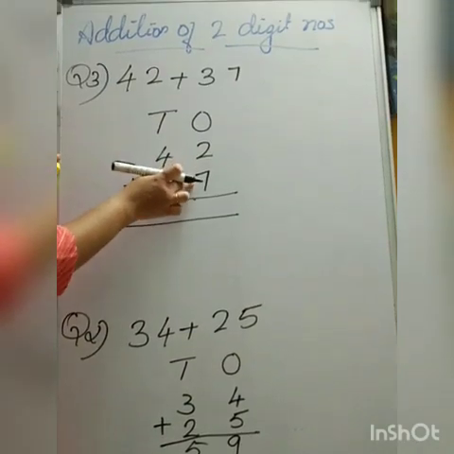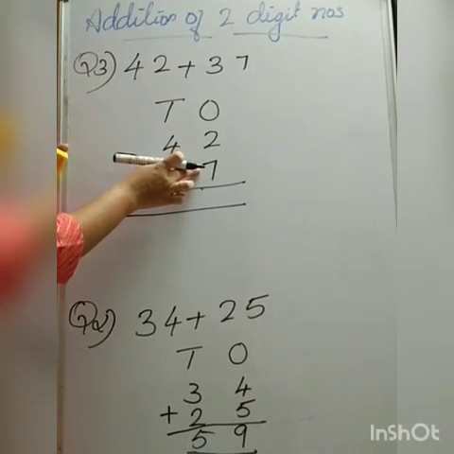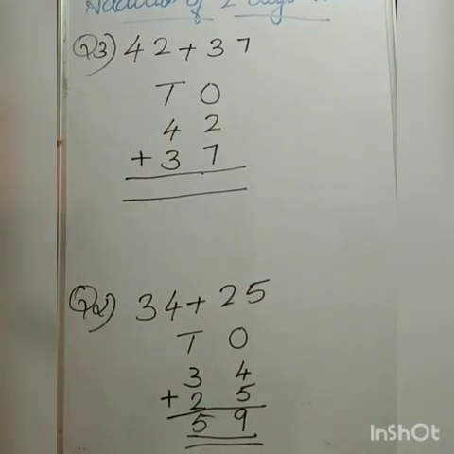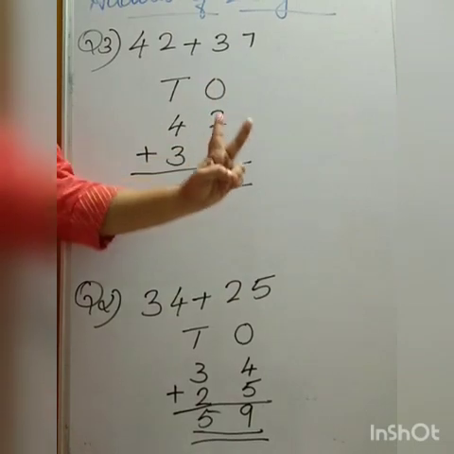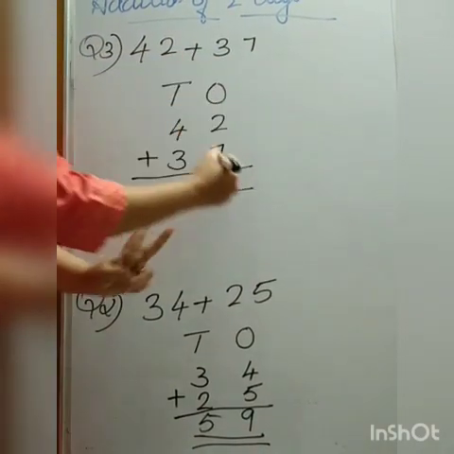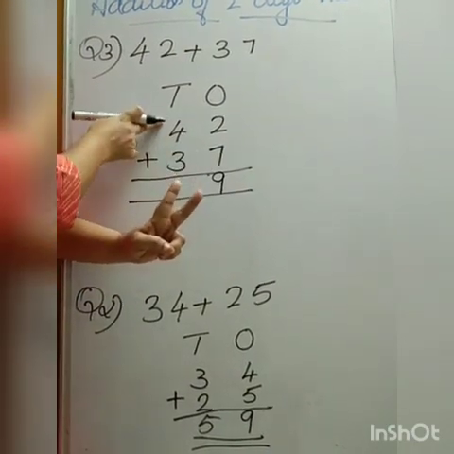First start from the ones place. Which is the biggest number? 7 is the biggest number. So you have to keep 7 in your mind and take out 2 on your finger. After 7, 8, 9. Write 9 in the ones place and move to the tens place.